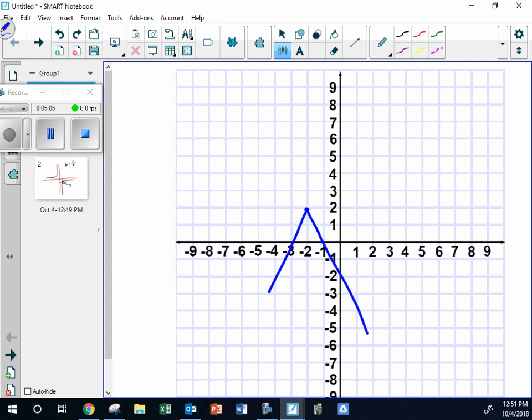First off, does it appear to you that this has been reflected? And do you agree it's been moved left? Do you agree, compared to the parent function that would have been a normal V, it's also been moved up? But the hardest part is that it's been, what do you think? Stretched. Now you have to decide whether that's a vertical stretch or a horizontal stretch.